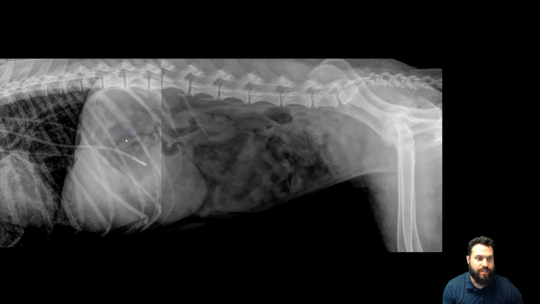This is an image that I spliced together. These are two lateral projections, the right laterals, and this is essentially showing the same thing: empty small intestine, gastric distension, and esophageal distension. And so you might be wondering, how did we get to this answer and how were we able to be confident in saying that this is most likely a GDV?